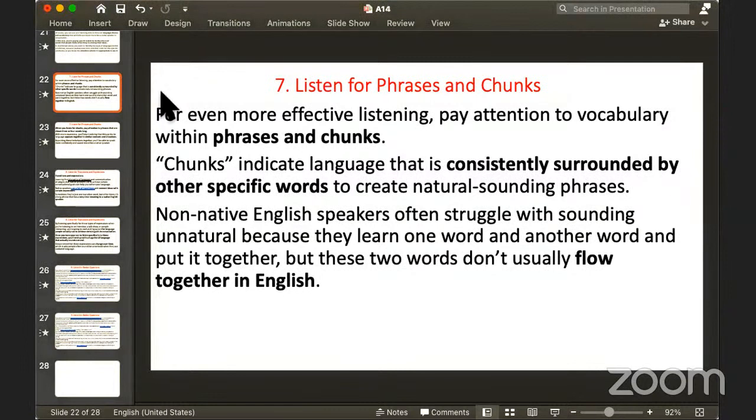So let's see the last two tips that I have for you to improve your listening. Let's start. All right.